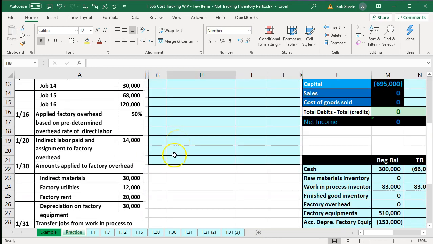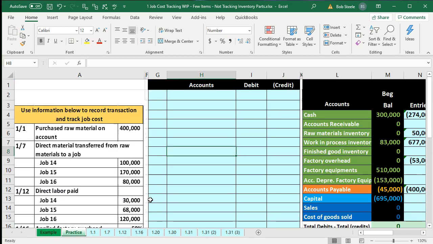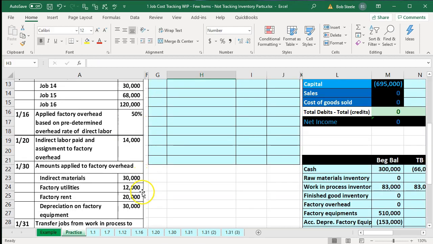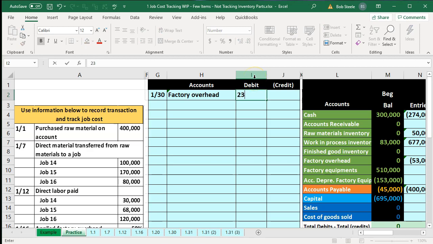It's factory rent. Another one we could have. Wherever the factory we have, if we have rent and we do multiple jobs within a factory or within some type of location, then that rent we should be applying to the job in some way, but we have to apply it using some kind of allocation method. So this is going to be on 130. Similar type of journal entry. We're going to debit the factory overhead, and the amount is going to be for the 20,000. And the credit is going to go to cash for the 20,000.